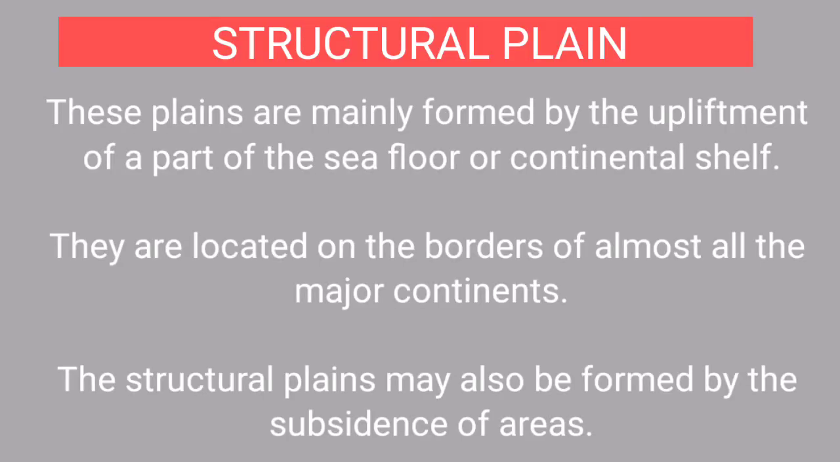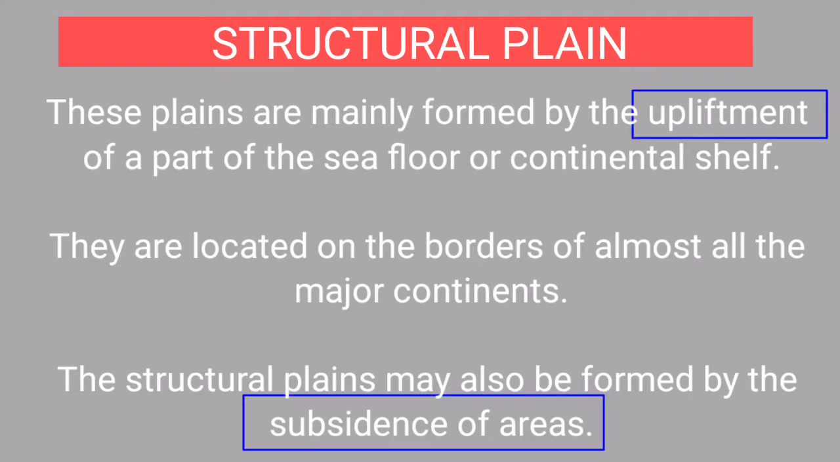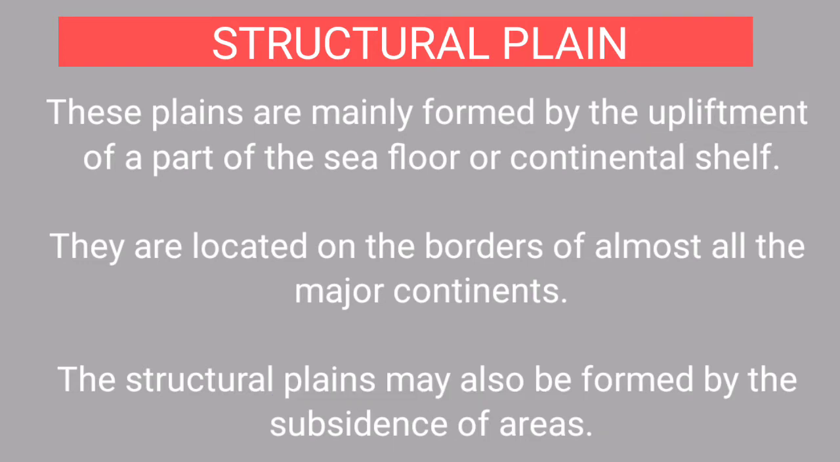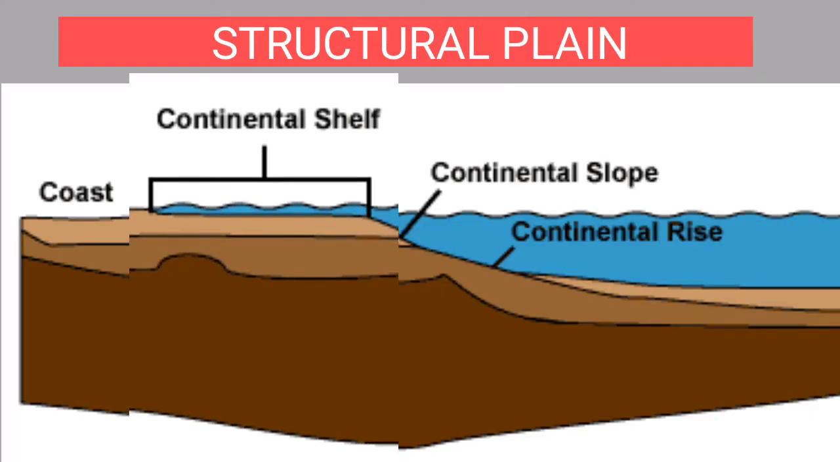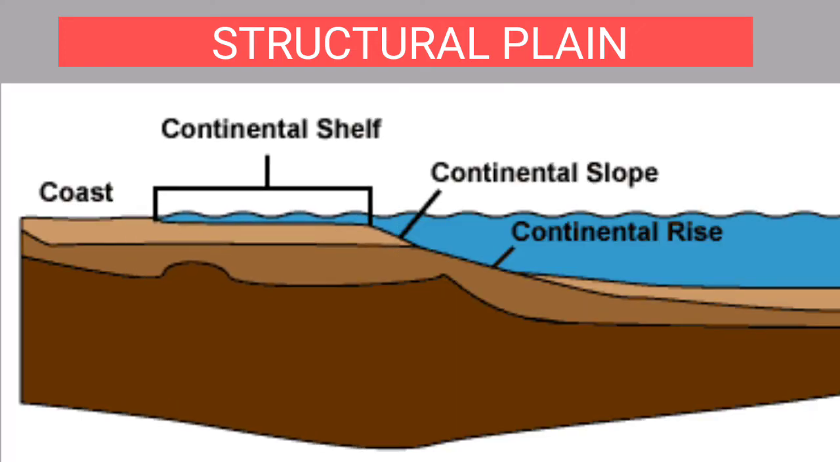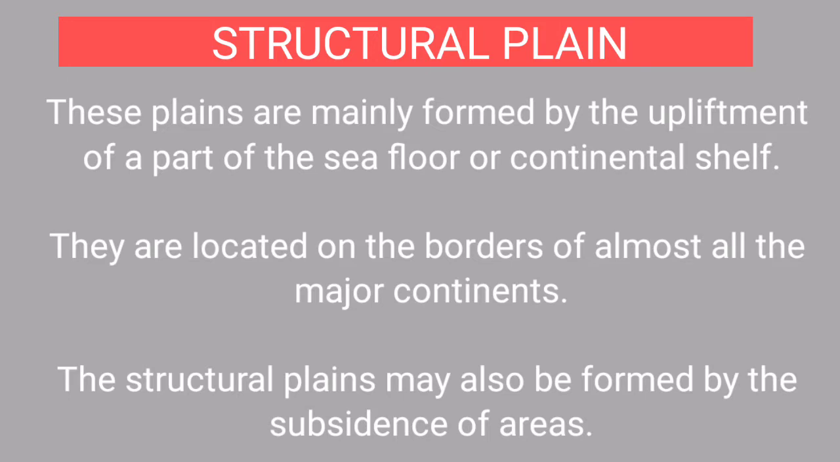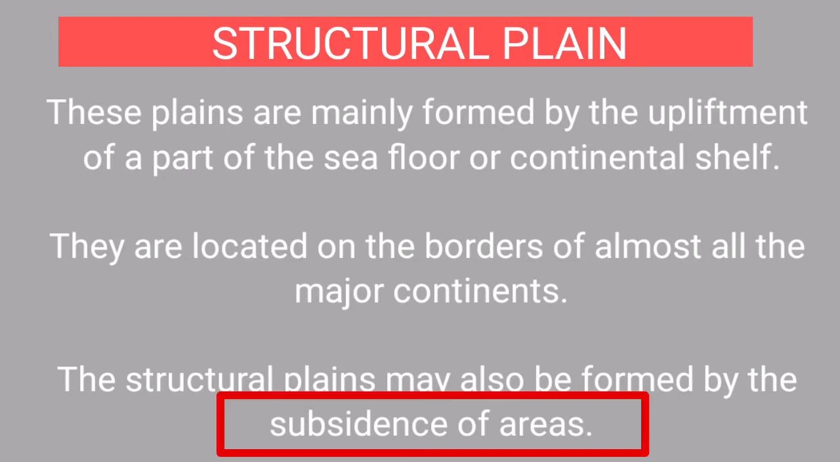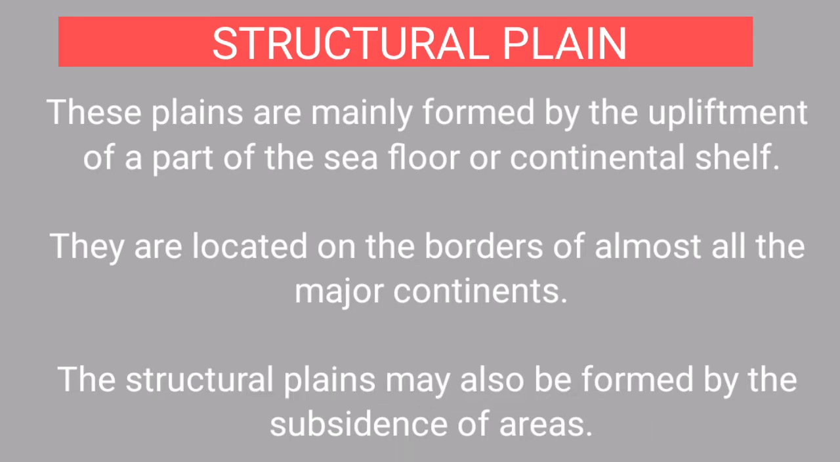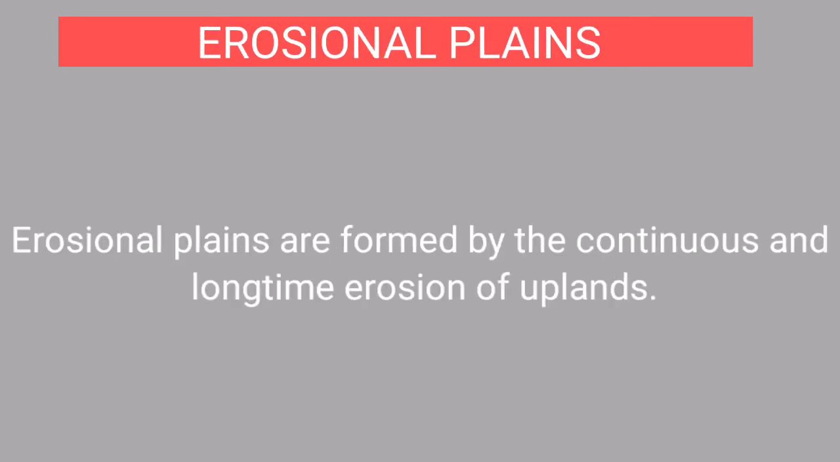Structural plains are generally formed due to the endogenic forces, due to the upliftment or the submergence of the land masses. Generally, it is found in the coastal areas or the coastal plain areas, because when the endogenic forces uplift the continental shelf area, it leads to the formation of plain land, and those kinds of plain lands are called structural plains. And sometimes it is also formed due to the submergence of the highly elevated area, which leads to the formation of a plain or a lowland, and it is called structural plains.